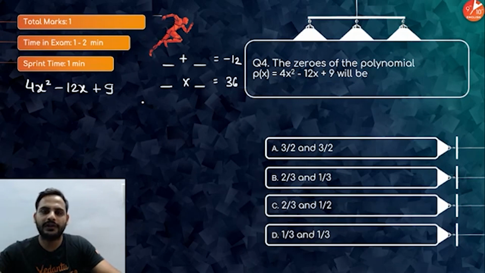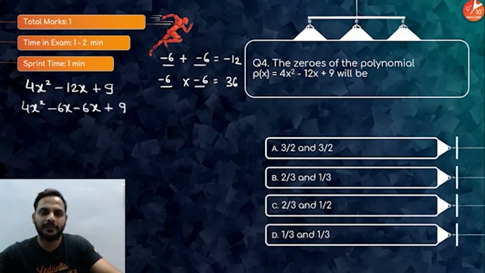If you want the addition to be minus 12 and the multiplication to be 36, so look, 9 and 4 will not work. Minus 6 is best: minus 6 and minus 6. So it will be 4x square minus 6x minus 6x plus 9. We want the zeros now, so make it equal to 0. The polynomial will be made equal to 0.